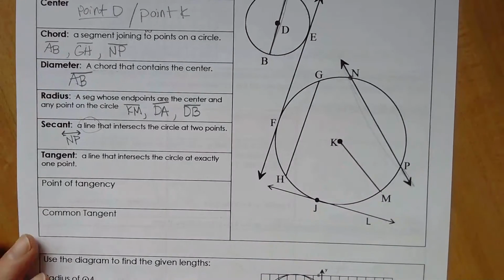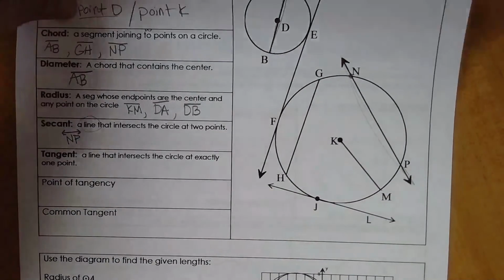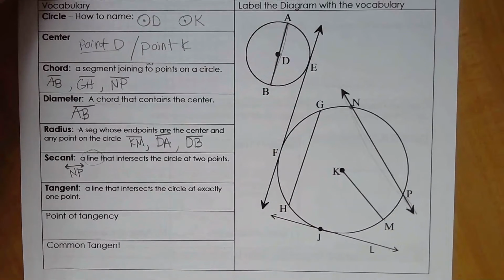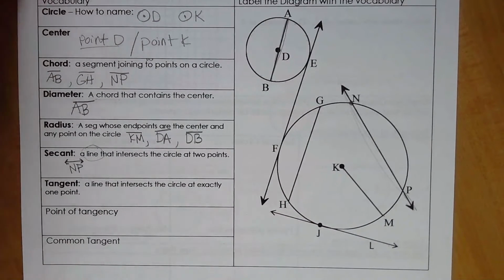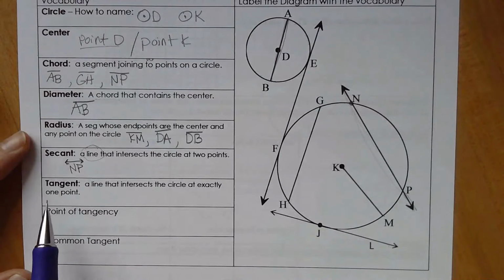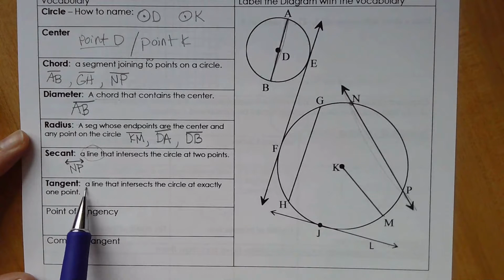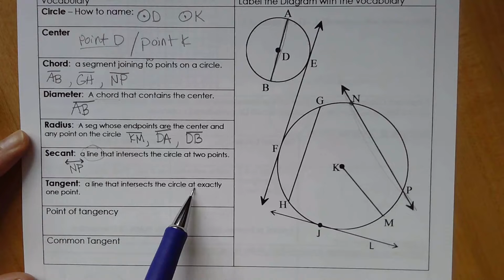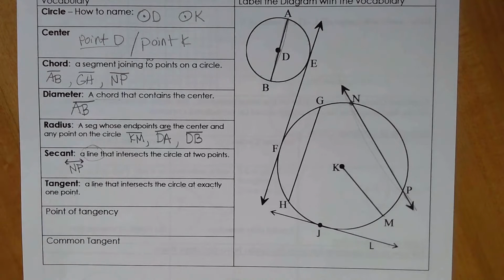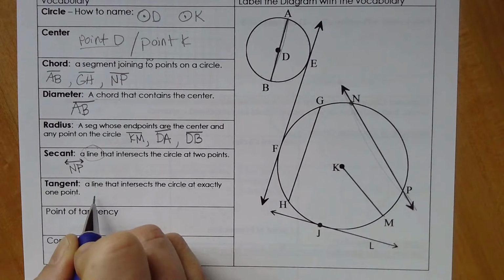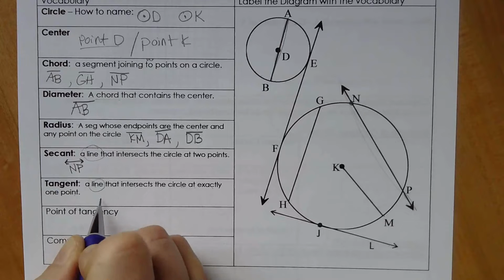Now we get to a tangent. A tangent is different than the SOHCAHTOA tangent. A tangent in this chapter refers to a line that intersects the circle at exactly 1 point. And it can also be a line segment. So here's an obvious one. It comes along and intersects the circle at that 1 point right there at J. So it's the full line, JL.